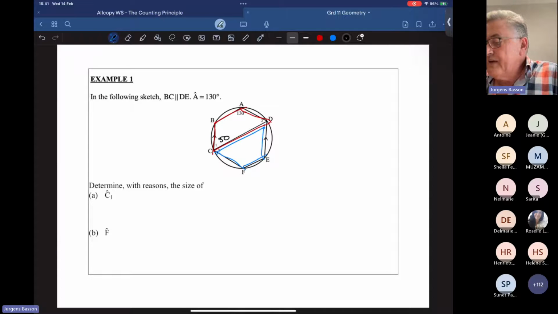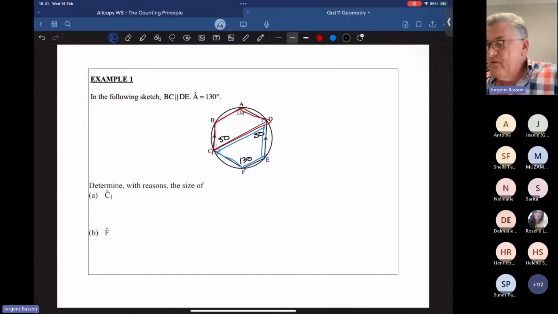If that is 130, this one will be 50, opposite angles. This line is parallel to that one. Those are alternate angles, so that one will also be 50. And then opposite angles will be 180, so this one will be 130. So there we have a few angles already.